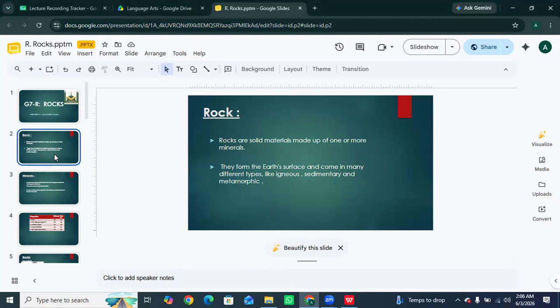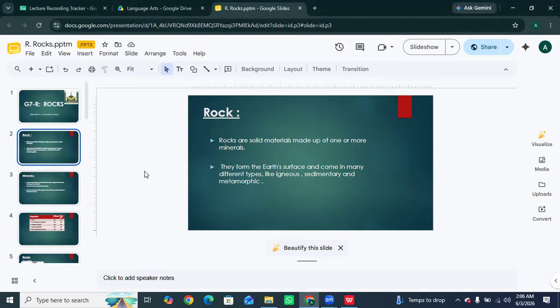Okay, what are rocks? Rocks are solid materials made up of one or more minerals. They form the Earth's surface and come in three main types: the first one is igneous, the second one is sedimentary, and the third one is metamorphic. So, in simple terms, rocks are the solid parts of the Earth's surface made by mixing different minerals together.